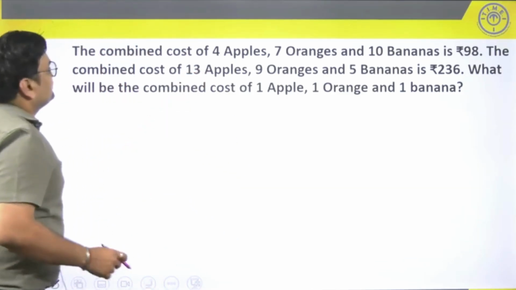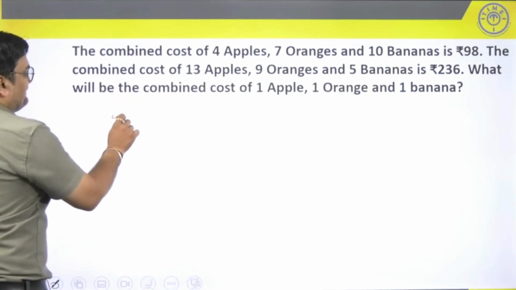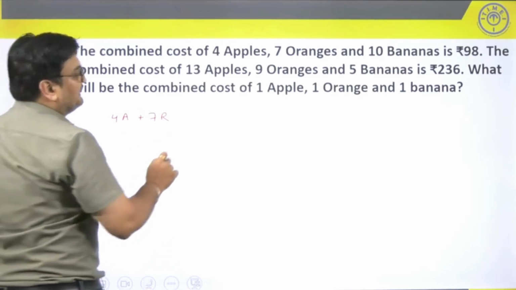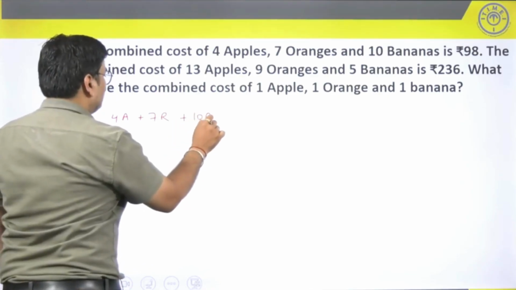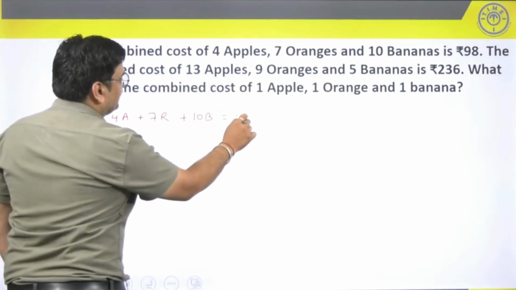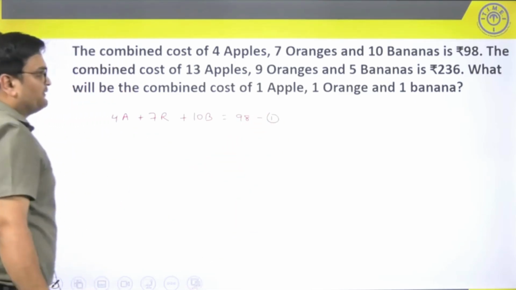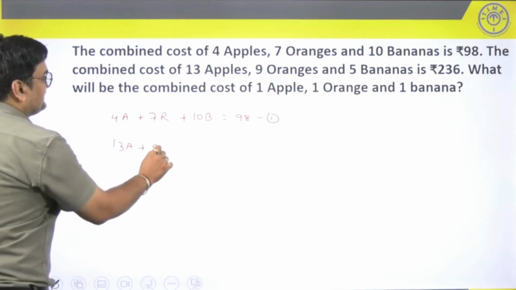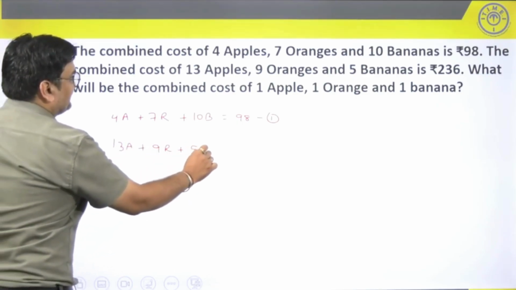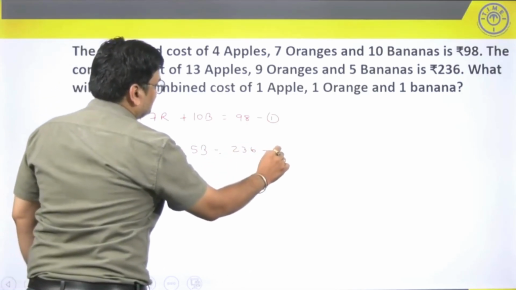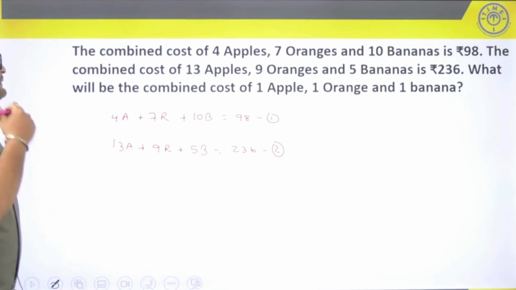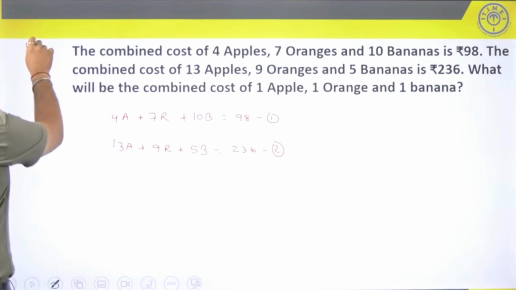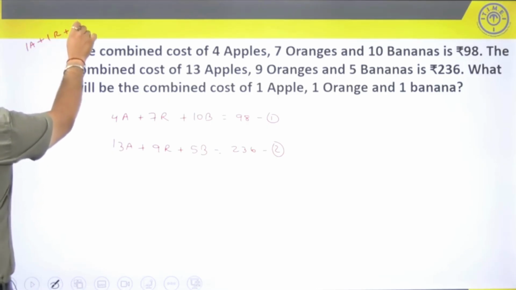Observe this. The combined cost of 4 apples, suppose each apple is A rupees, 7 oranges, suppose each orange is R rupees, and 10 bananas, each banana is B rupees, is 98. Equation number 1. The combined cost of 13 apples, 9 oranges and 5 bananas is 236 rupees. What will be the combined cost of 1 apple, 1 orange, 1 banana? So again, what do we want? We want 1A, 1R and 1B.